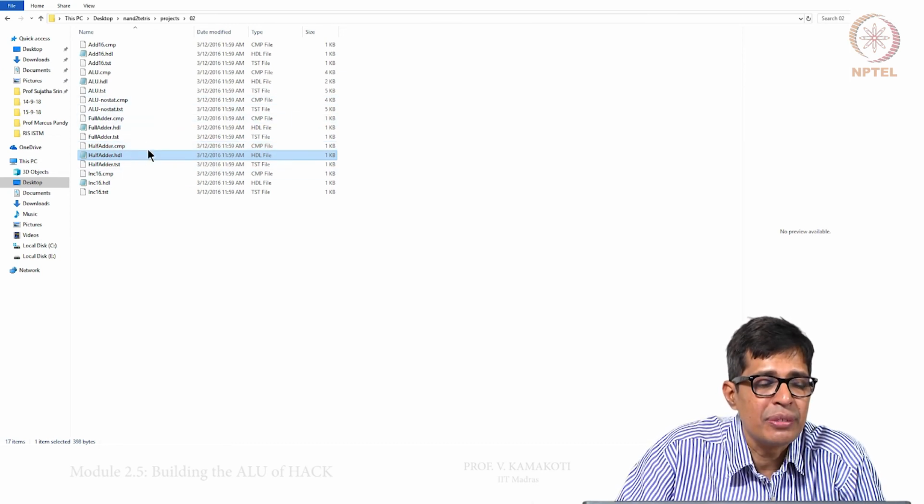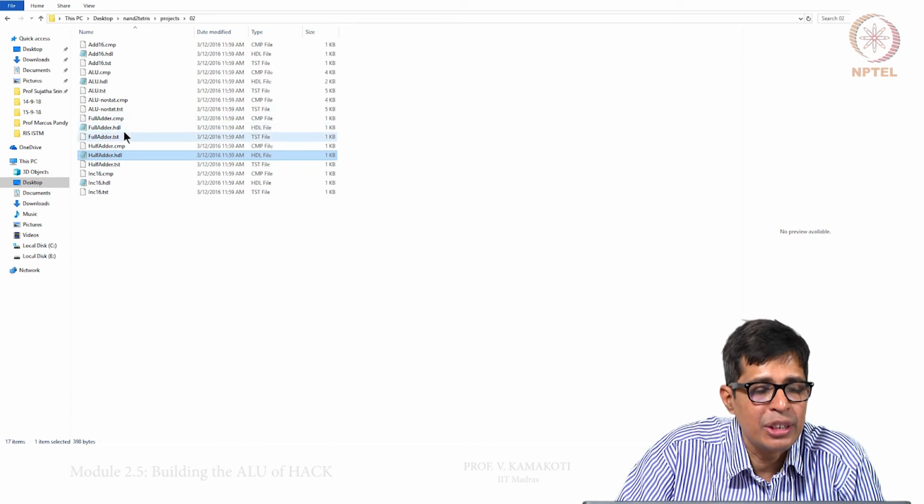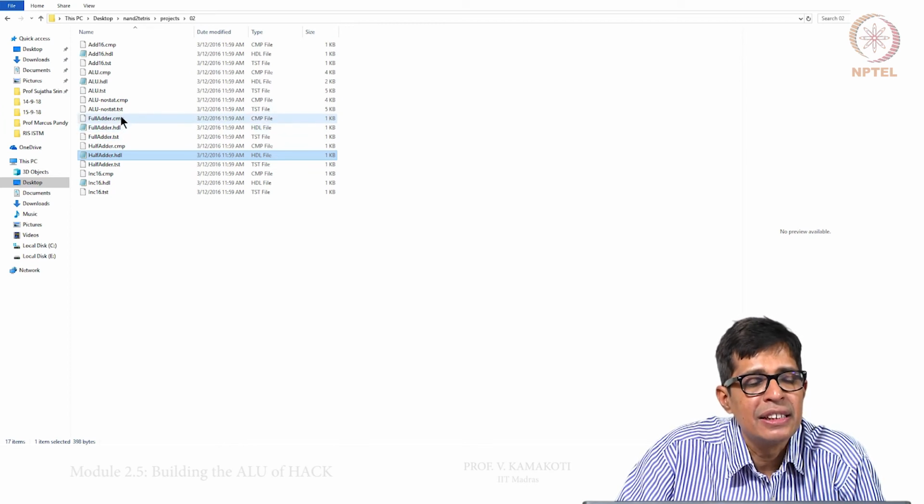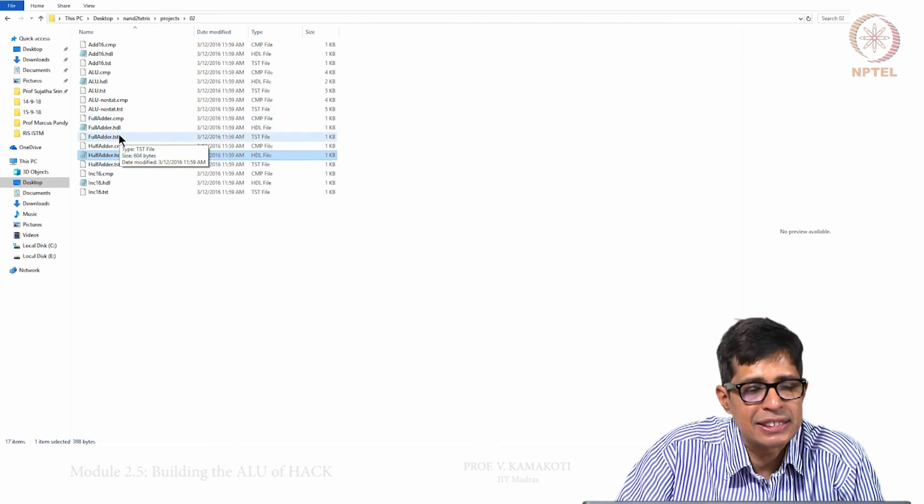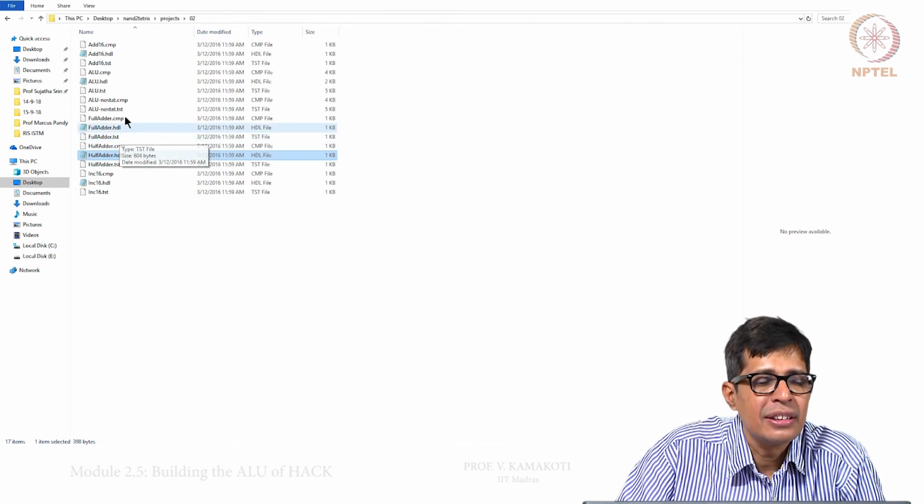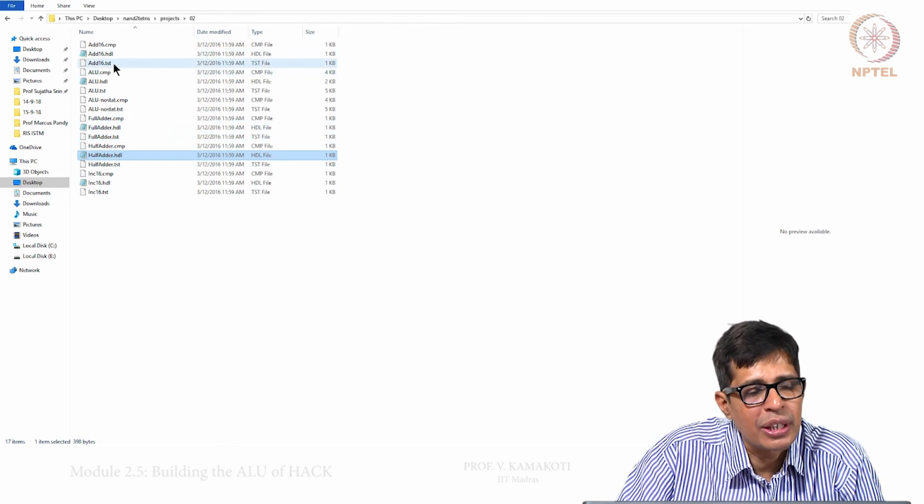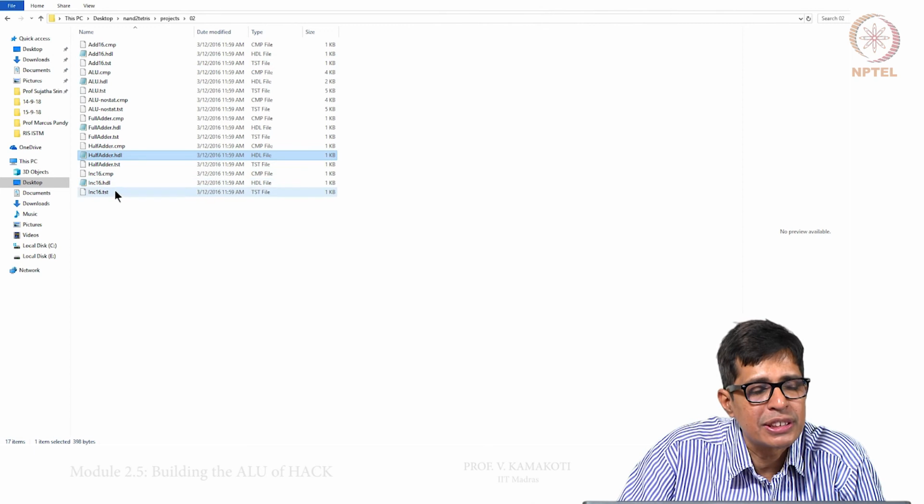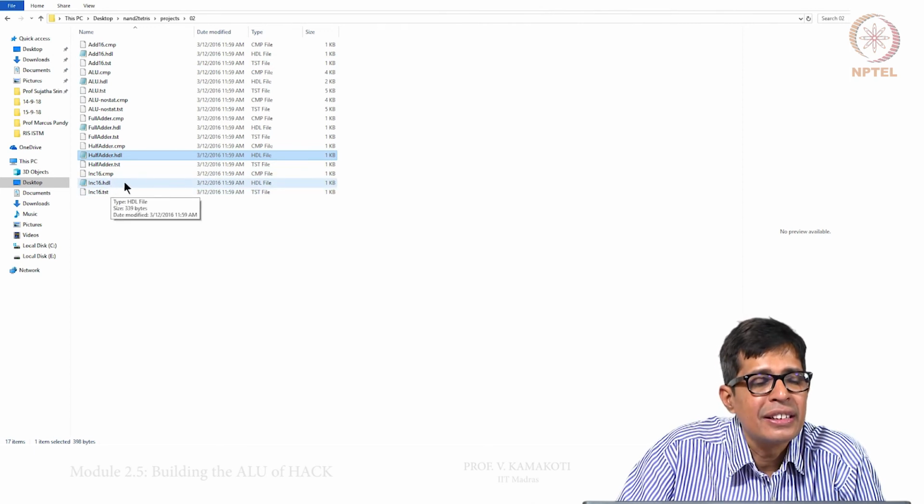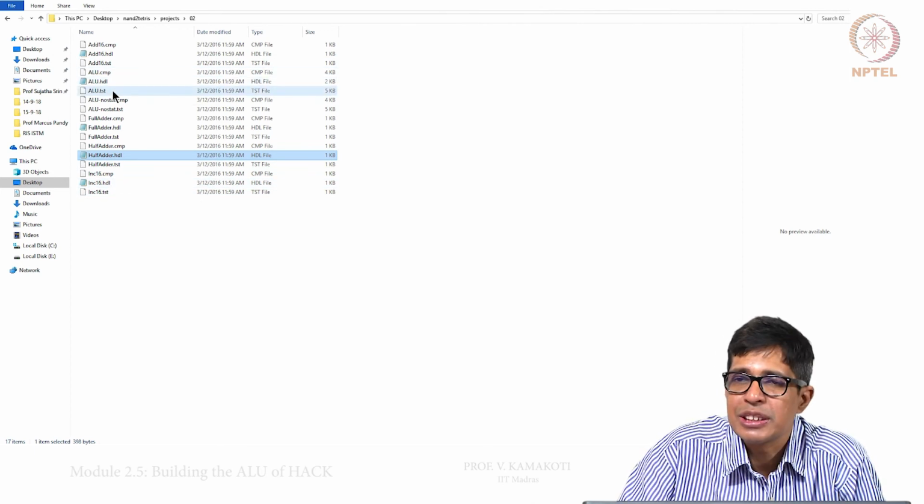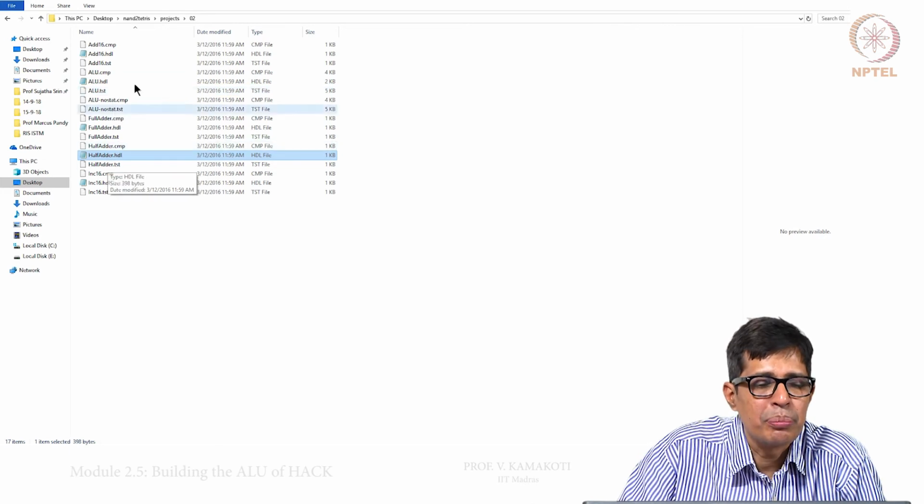Similarly, you can then build a full adder, and again do this comparison. There is a compare and a test script for testing the full adder, then there is a script for testing your add16, a script for testing your incrementer, and also a test for testing your ALU. So, you can keep building.